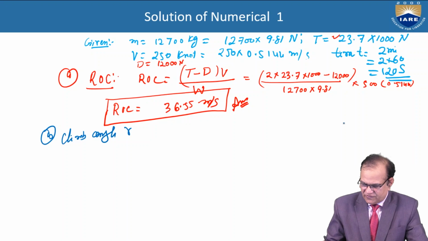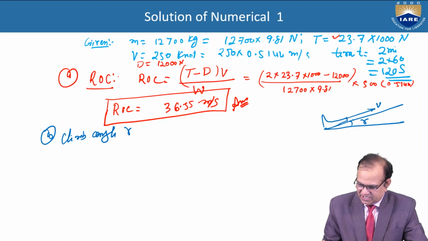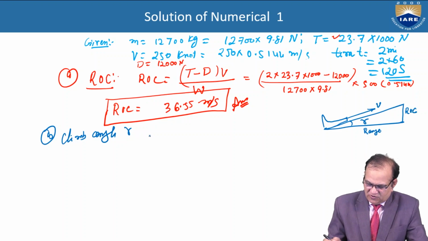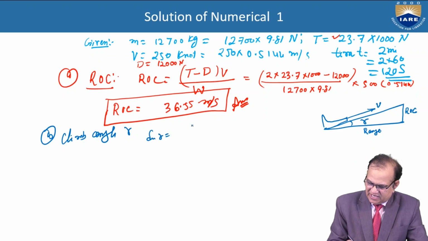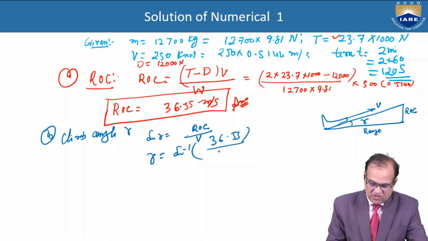Climb angle gamma. If I draw it like this, this is the gamma, your aircraft is here, this is the velocity. This is your gamma, this is the ROC, rate of climb, and this is the range. So this gamma, we know that sine gamma is equal to rate of climb by V. Rate of climb by V.